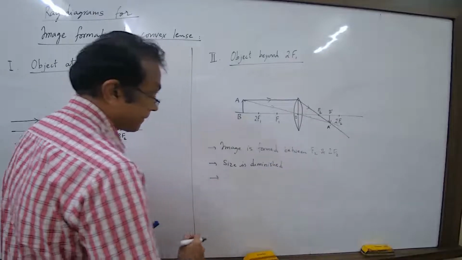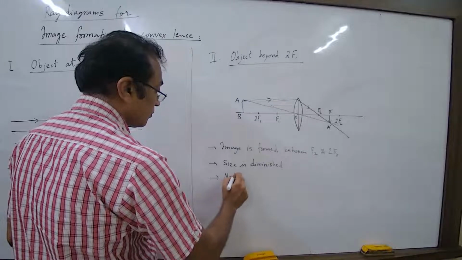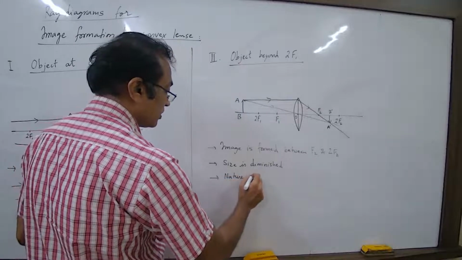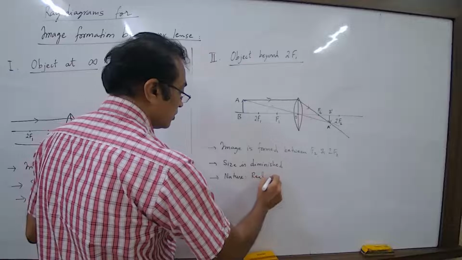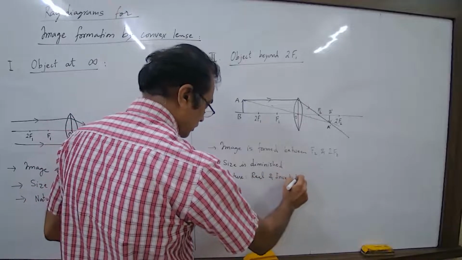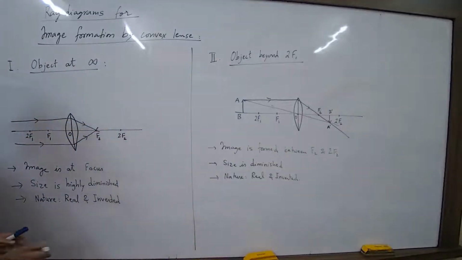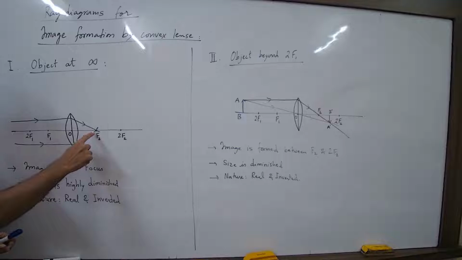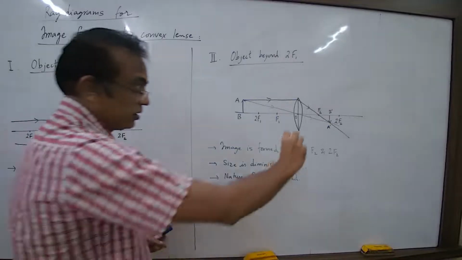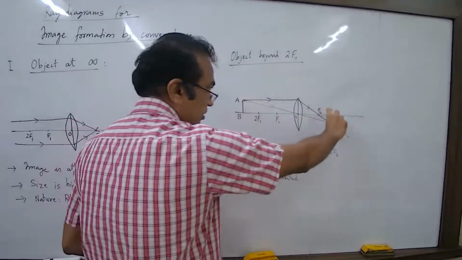Third, nature. Real and inverted. Yes. Real and inverted. So see, here the image was highly diminished because it was point sized, but here it is a little bigger, but still smaller than this. So it is diminished.